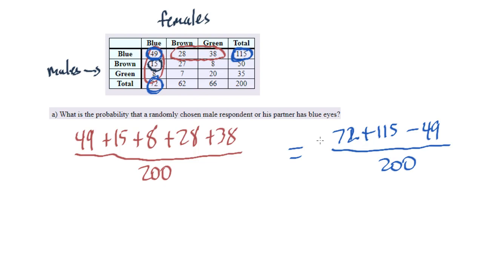So hopefully this makes sense. This is how you read the chart and what it represents, based on the description above the chart in the problem.